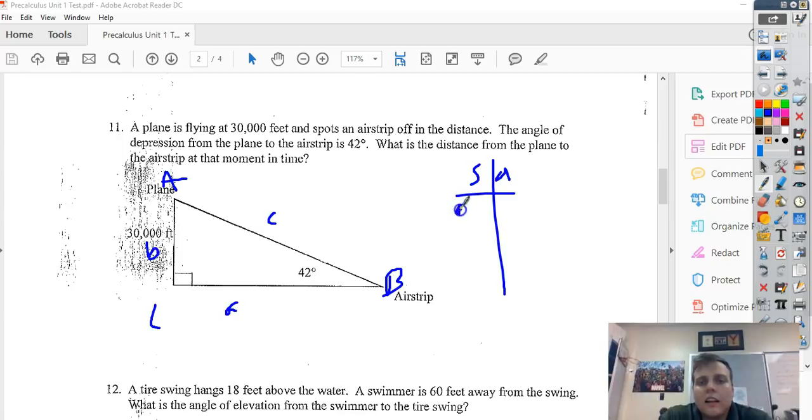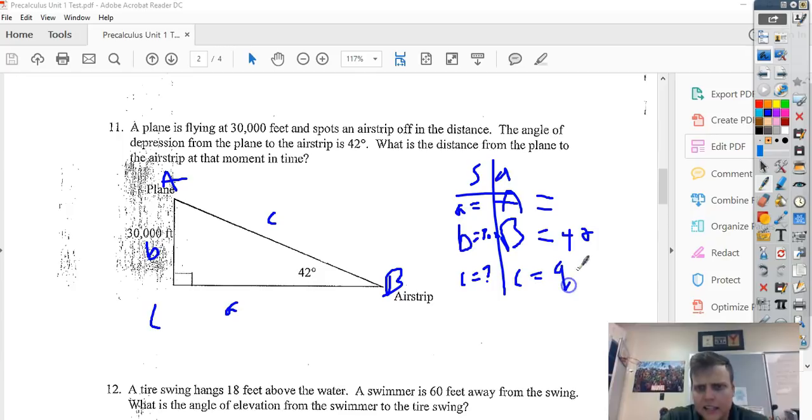So then little b is equal to 30k. I'm out of space, so I'm just going to say 30k here. This is 30,000. And little c, I don't know. But that's what I actually want to find, so I'm going to put a question mark on it. And then big A is unknown, big B is 42, and big C is 90.